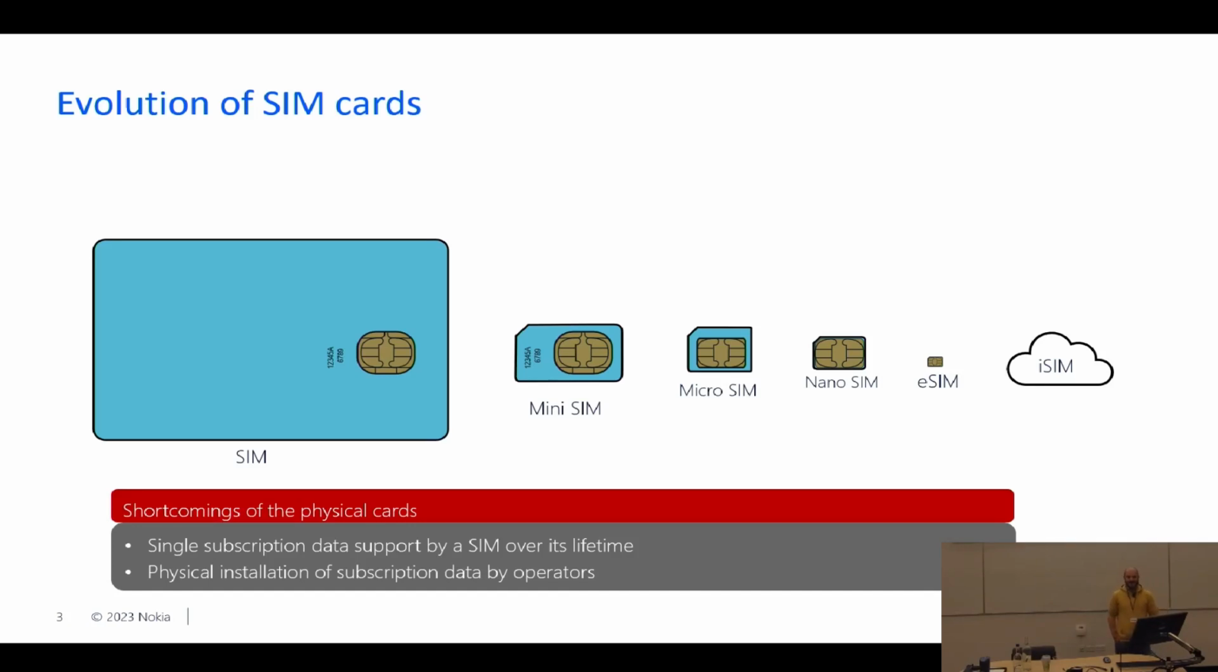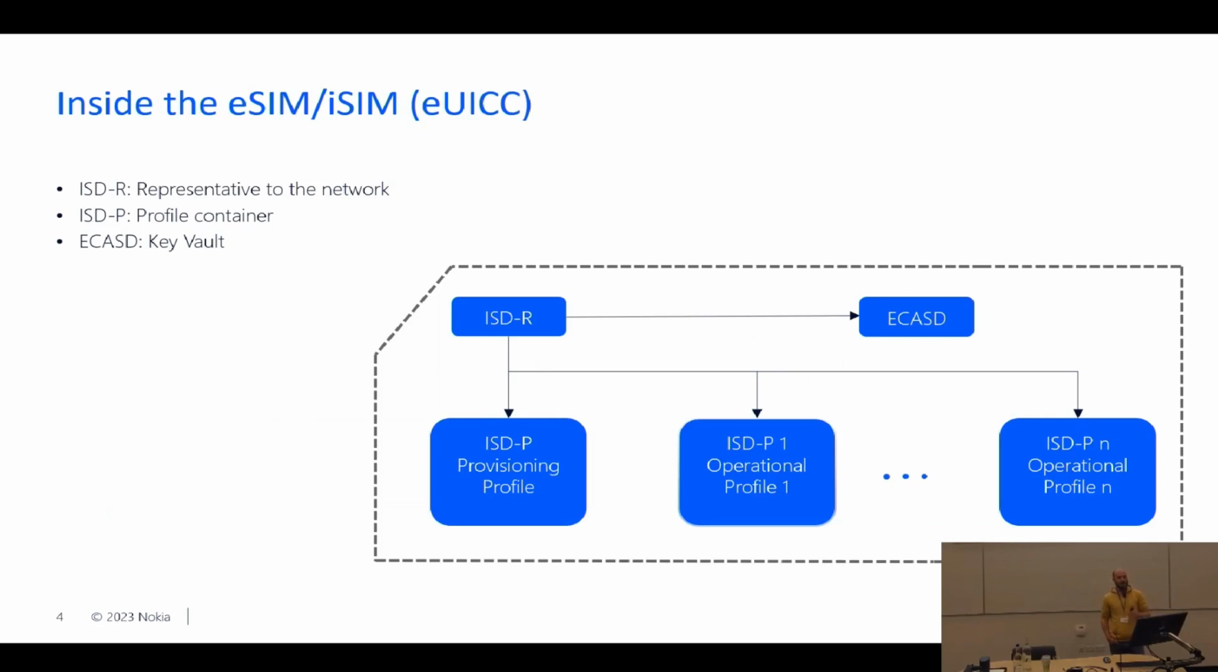So what happens inside the eSIM, iSIM, or EUICC? I know it's not exactly the same, but in this presentation I use the terms eSIM, iSIM, and EUICC interchangeably. So this is a very high level and simplified slide. Many components are missing, only focusing on the ones that we care about.